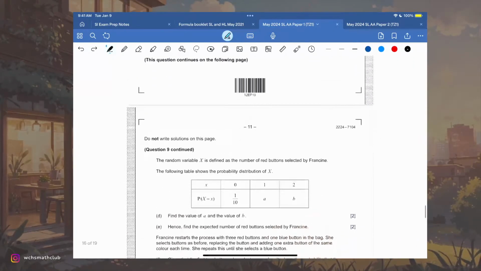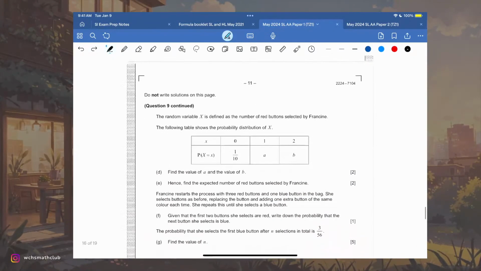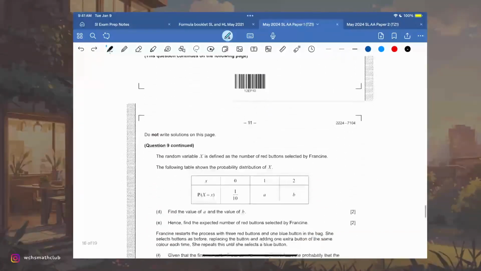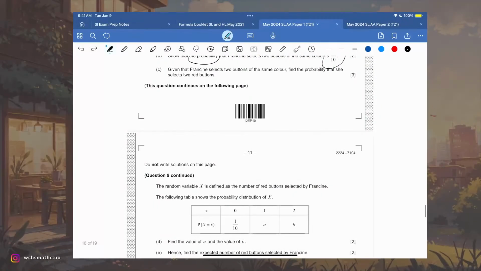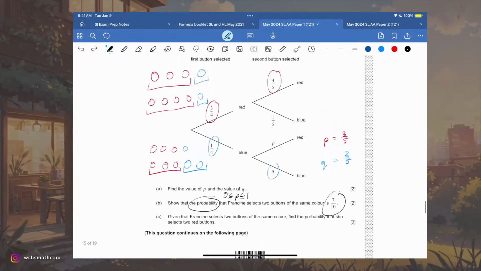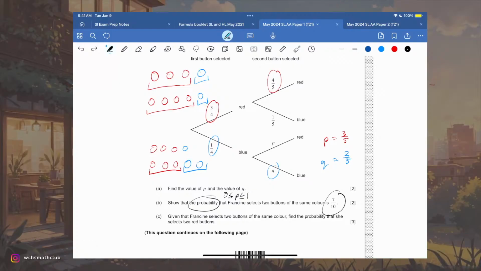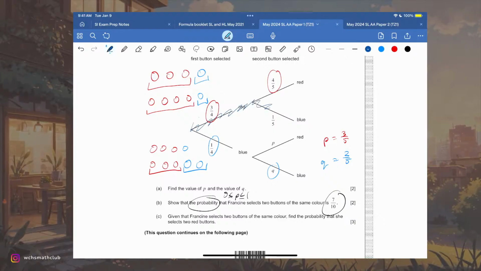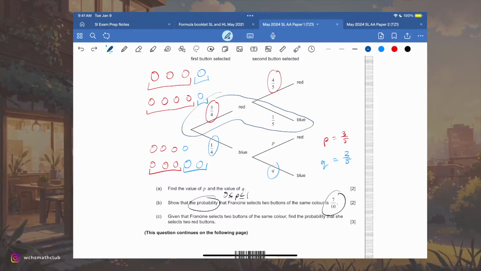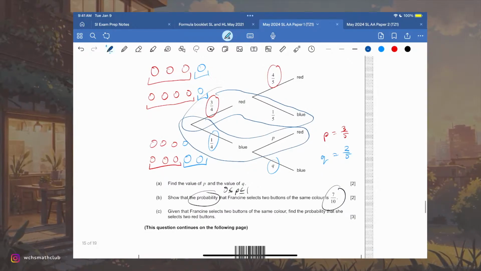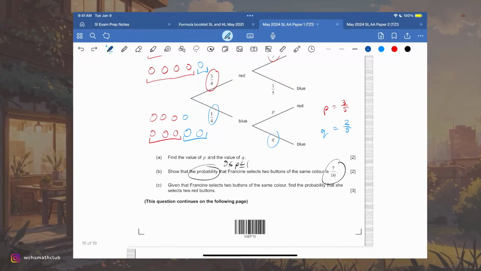Now, when it says the number of red buttons selected by this person is 1, we can compute the probability for A. So the random variable in this case is the number of red buttons selected. So if only one red button is selected, we either go this route right here, or we go this route right here. Okay, so we're going to show both of those on paper using math.